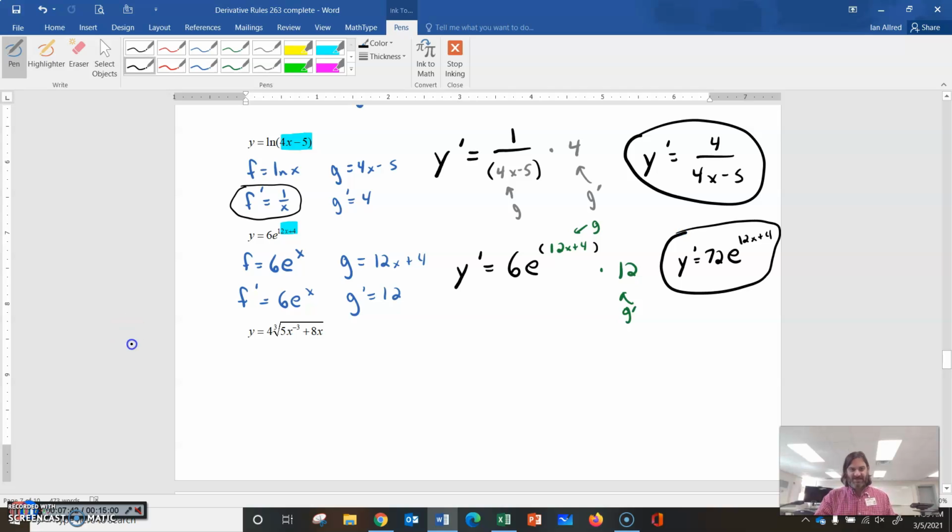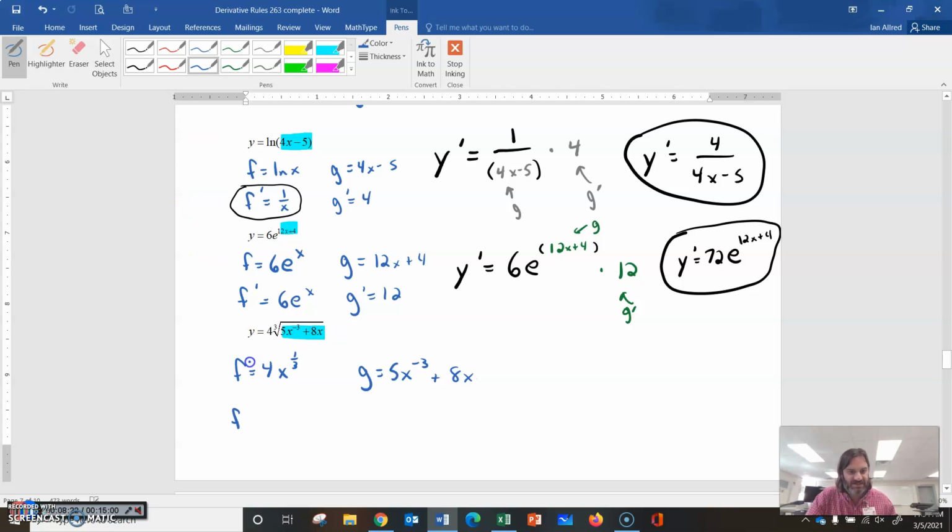Now, the last example, doing it this way, I have y equals 4 times the cube root of 5x to the negative 3 plus 8x. Again, you don't see a parentheses, but a root is telling you that everything under there is stuck together. If we change that cube root to an exponent, it would look like to the 1/3 with parentheses around it. So we're going to look at f being 4x to the 1/3, and g being 5x to the negative 3 plus 8x.